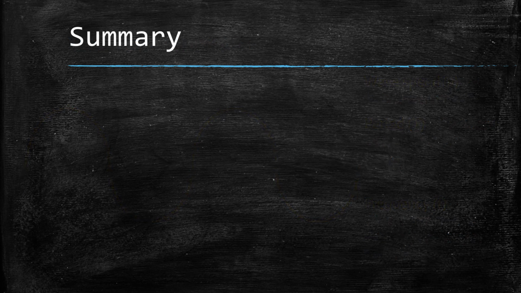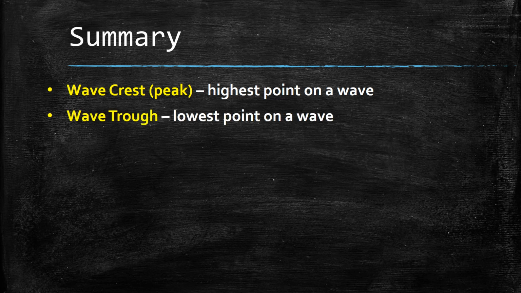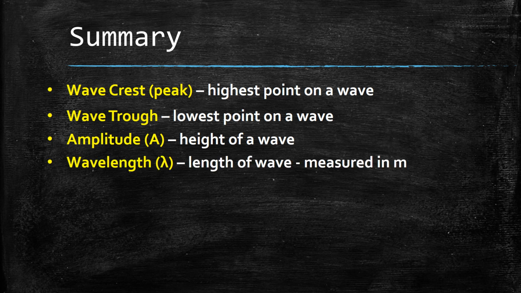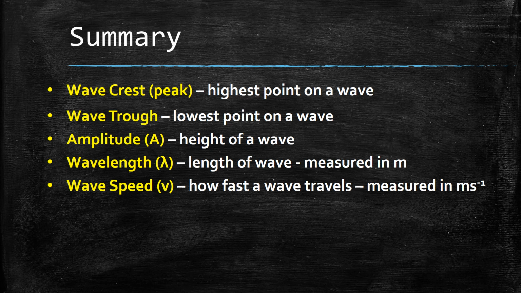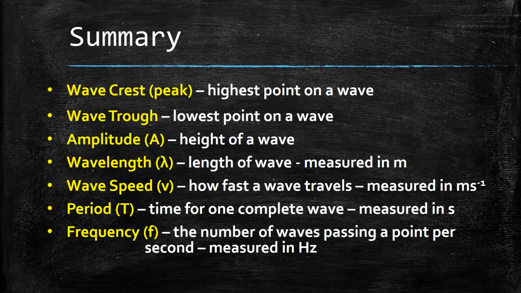Summary. A wave crest is the highest point on a wave. A wave trough is the lowest point on the wave. Amplitude, A, is the height of a wave. Wavelength, lambda, is the length of a wave measured in meters. Wave speed, V, is how fast a wave travels, measured in meters per second. Period, T, the time for one complete wave, measured in seconds. And frequency, F, the number of waves passing a point per second, and that's measured in hertz.